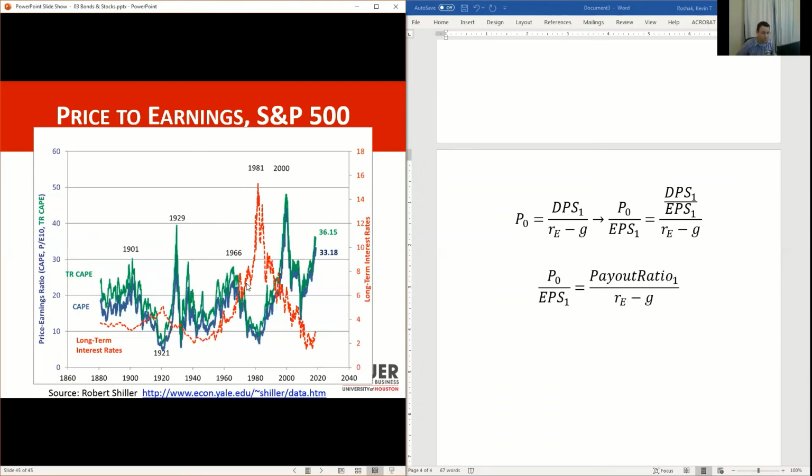So let's show the PE ratio over time. This is again from Shiller. The green and the blue are the PE ratios. He computes them in slightly different ways. But those are the PE ratios. And then the red line is long-term interest rates over time. That's plotted on the right axis. The PE ratio is on the left axis.